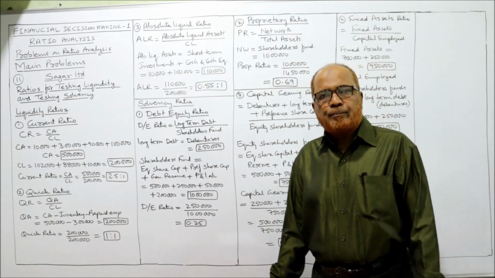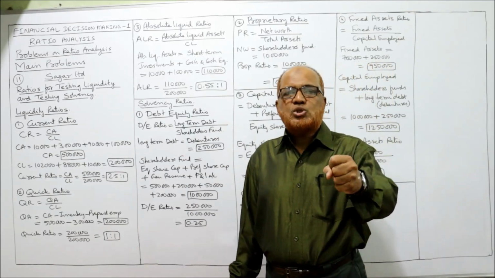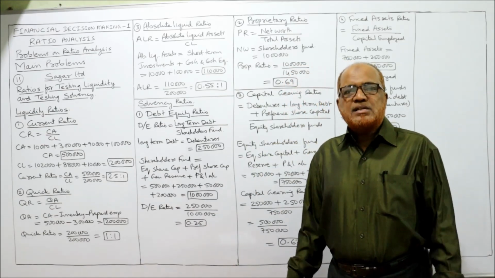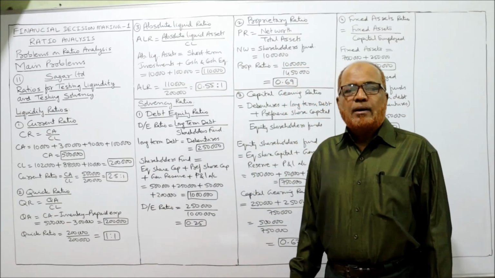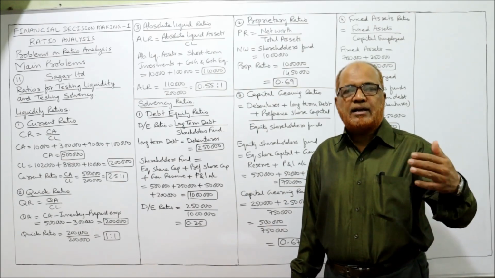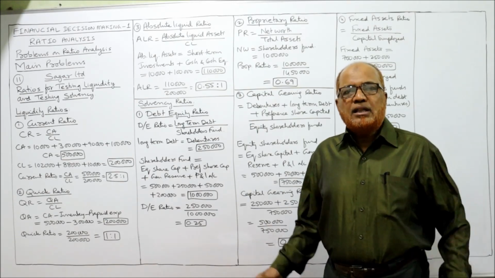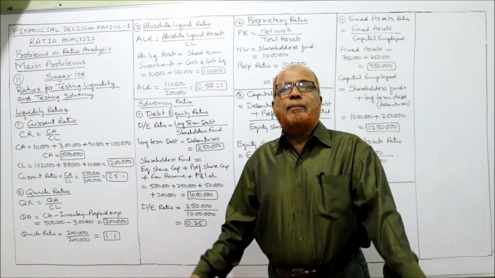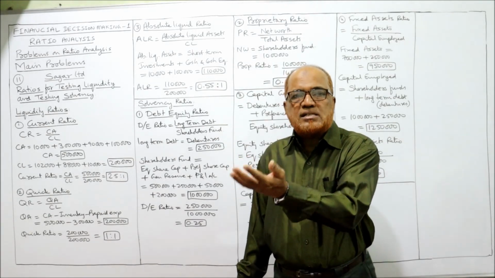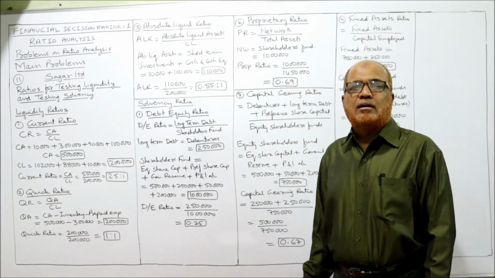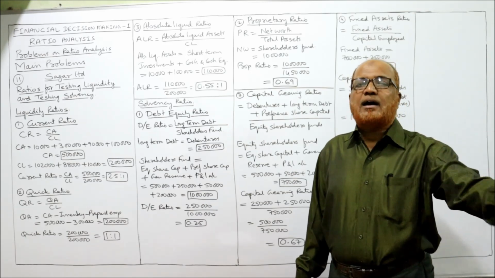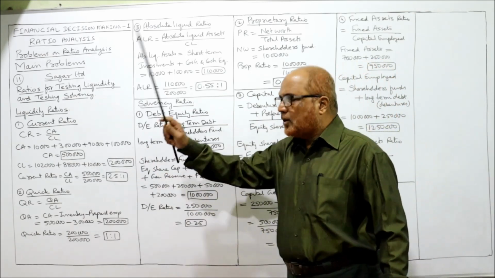What do you mean by liquidity? The ability of the business to pay the current liabilities on time. Every business will have current obligations. Monthly salaries have to be paid, wages have to be paid, electricity bill, rent, telephone bill. These are the regular payments. So for making these payments, sufficient current assets should be maintained. Whether the business has the ability to pay the current liabilities on time, that is called liquidity.